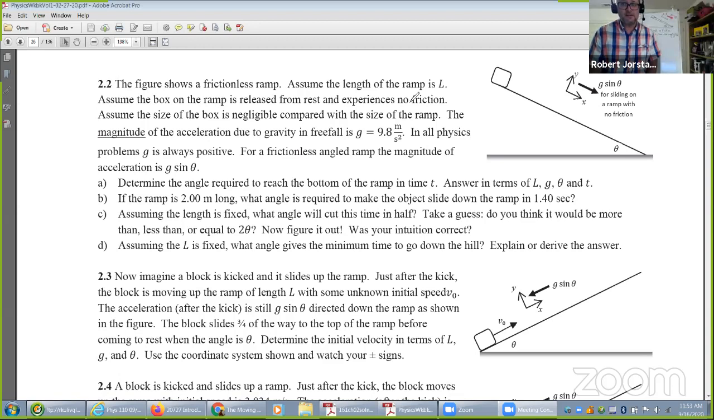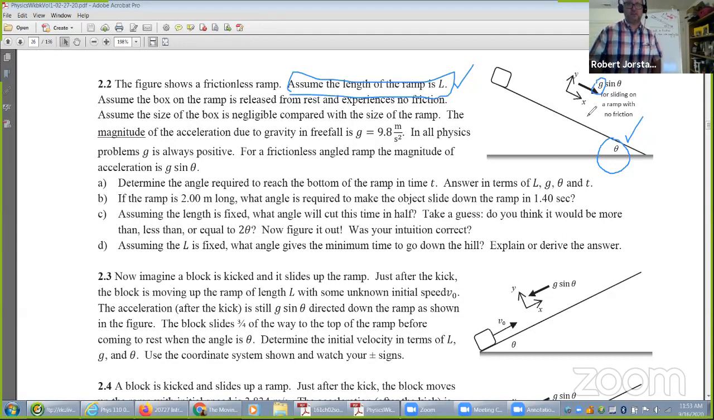In this case, it says assume this ramp is L. When it tells you that, you have to assume that's a known, that's a given. Theta, we're going to assume that's a given because it's shown in the picture. G, that's a number that we know. We're going to assume those things are known. Okay. So that's the deal. We have to assume that.